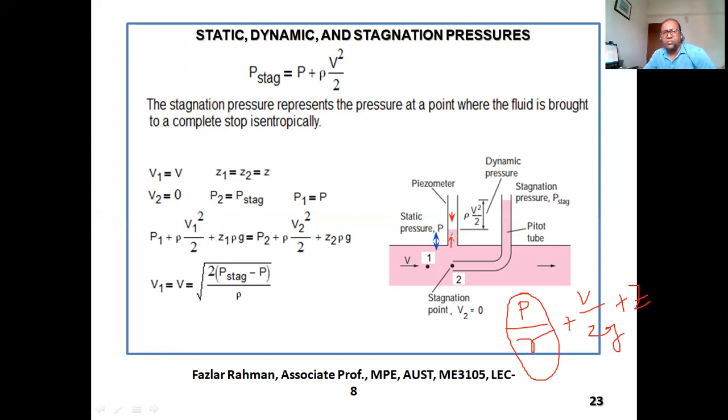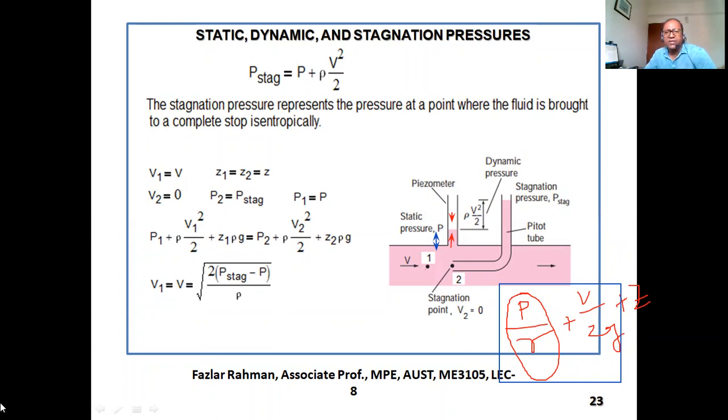Okay. Now, when the fluid is coming right over here, it is coming with how much energy? With these 2 energies, P by gamma, these 2. But when you stop the velocity, then the velocity is converted into pressure energy. That's why the total pressure is higher than in the piezometer.